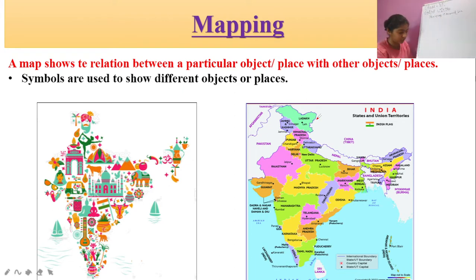Wait a minute. So students, as we have mapping, what do we understand by mapping? Let me write it down clearly. Mapping. Yes, what do you mean by mapping, students? Have you heard about, as you said, a map? Yes, mapping space around us. Yes, a map shows the relation between a particular object or space with other objects. Okay, so whenever we have any map, it is showing a relation between two places with one another.